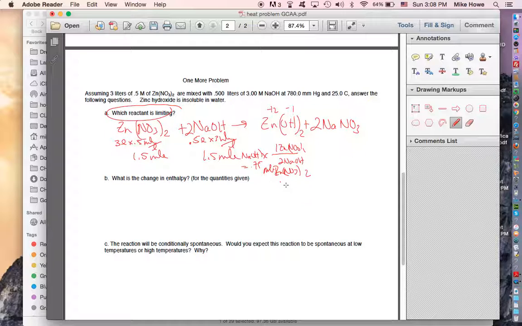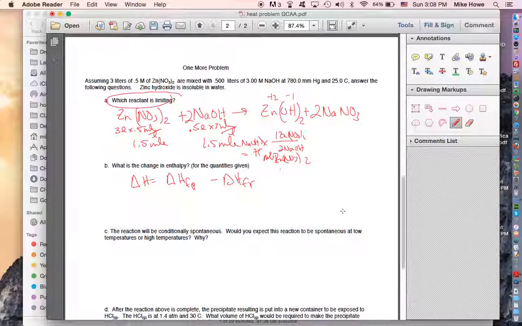There you go. Okay, the change in enthalpy, you know you're going to use delta H equals the heat of formation of products minus the heat of formation of the reactants. And this is the one that I cannot do for you because I don't have the table of thermodynamic values for these guys. So I'm going to leave that one for you guys to do. You'll have this plus 2 times that in brackets minus whatever this is times 2 times that in brackets.